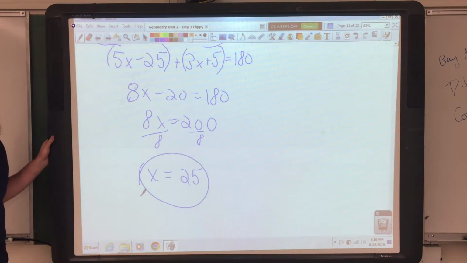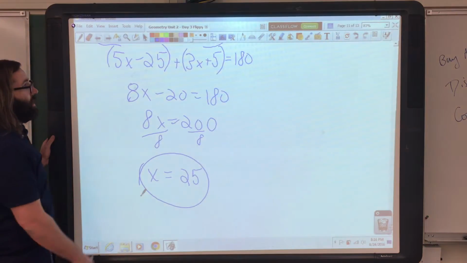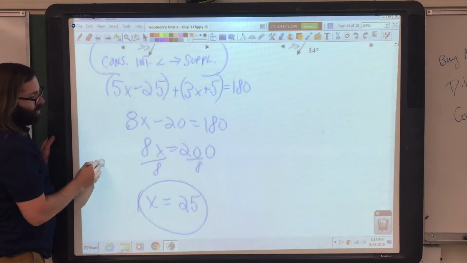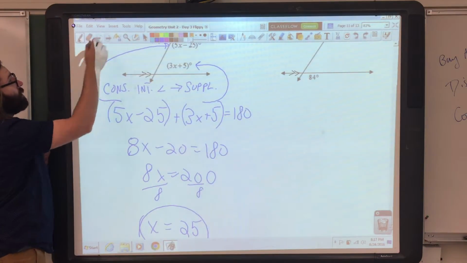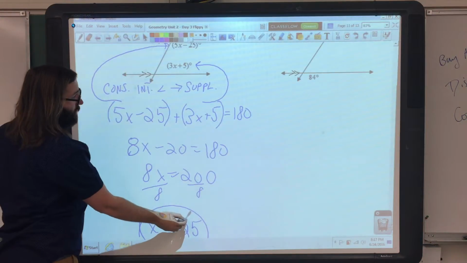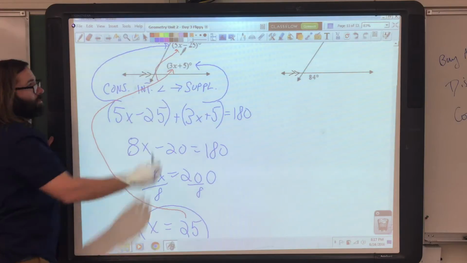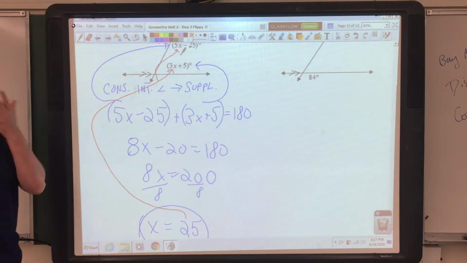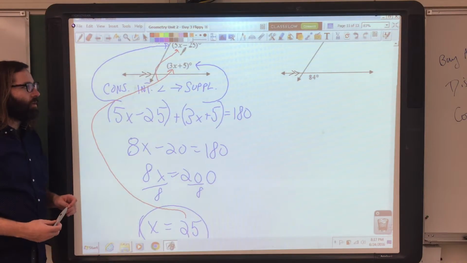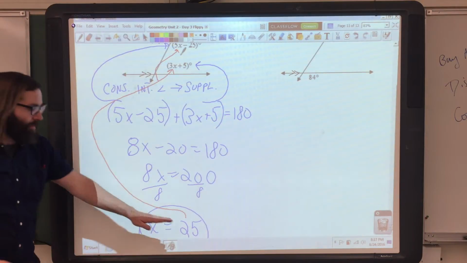Right, x equals 25. If I asked you to actually find the angles, what you would do with this 25 is you would plug it in to the x. But I just wanted you to find x, so you stop right here.